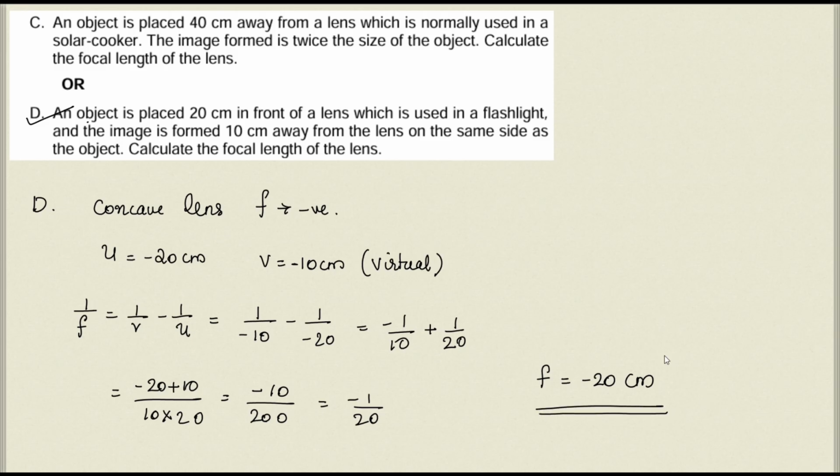Directly we got the answer. See, focal length is negative because it is a concave lens. That is the final answer.